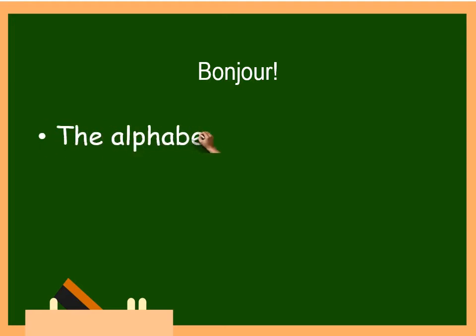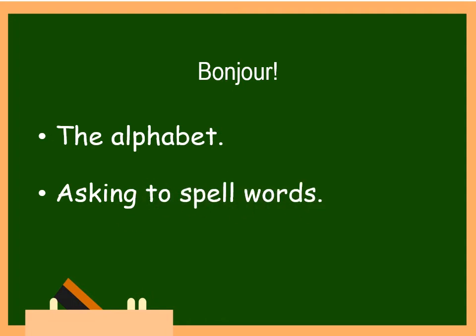So today we're going to look at the alphabet and asking someone how to spell words. That can be a very useful skill, especially if you need to take down the name of a street, the name of a hotel. It's sometimes difficult to understand over the phone, so you may want to be sure and ask people to spell the name of the street or the name of the hotel. So we're going to enable you to do just that.